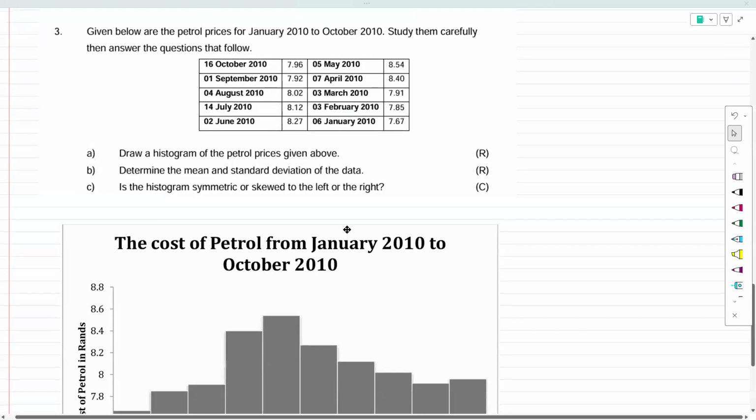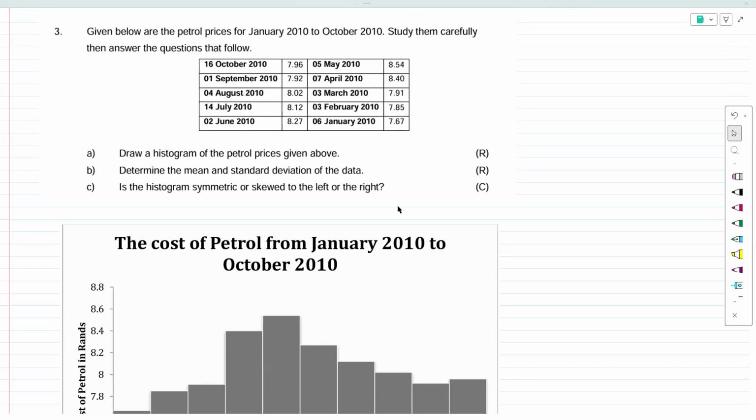Okay, guys. Given below are the petrol prices from January 2010 to October 2010. Study them carefully and answer the following questions. So they gave us the 16th of October 2010 and the 6th of January 2010.